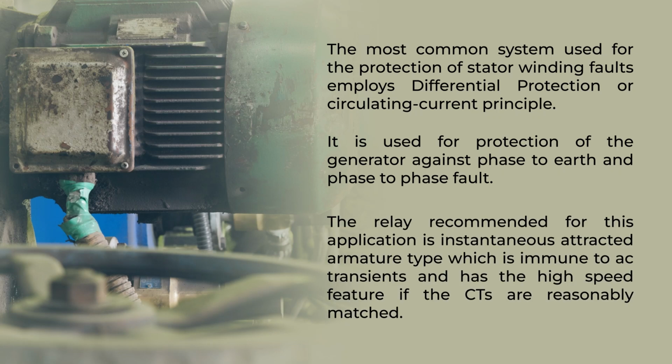Differential protection is based on the circulating current principle. We have already discussed the working of the differential protection technique in transformer and transmission line protection. Identical current transformers are placed on either side of the phase of the stator winding. The relay recommended for this application is the instantaneous attracted armature type, which is immune to AC transients and has a high speed feature if the CTs are properly matched.